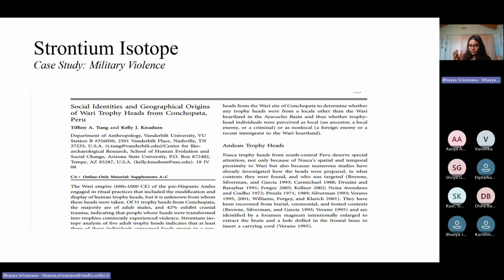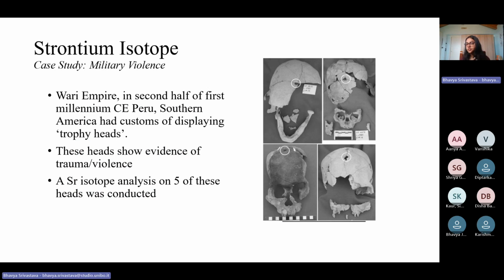Trophy heads, which were seen in case of the Wari Empire, which existed from 600 to 1000 CE. What they found was that there were certain trophy heads that were displayed in graves, and the researchers wanted to understand where these trophy heads came from, or who these people exactly were. These heads, as you can see, showed violence. There are holes dug in the skulls, which points out that they may have been subjected to some sort of violence before the people who had these skulls died.